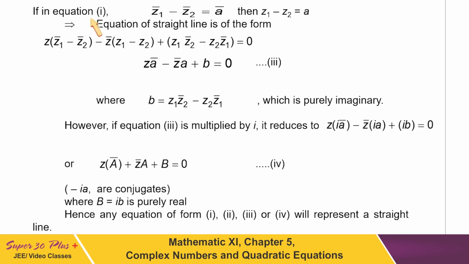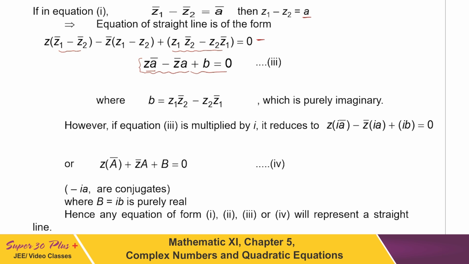If in equation first Z1 bar minus Z2 bar is equal to A bar, then Z1 minus Z2 is equal to A, and this equation can be written as Z A bar minus Z bar A plus B is equal to 0. Here B is the purely imaginary part, and this is also a representation of a straight line.